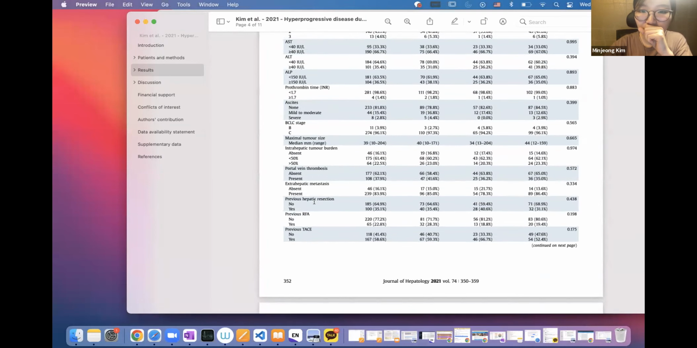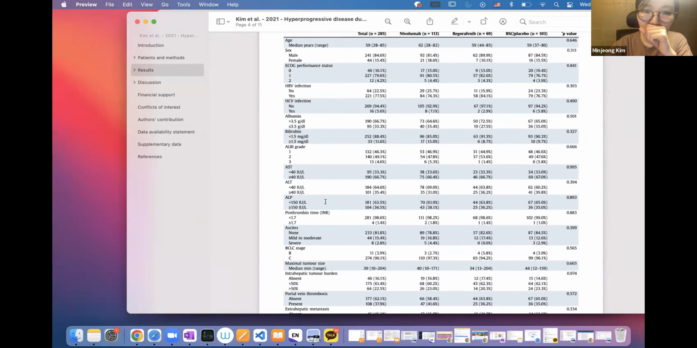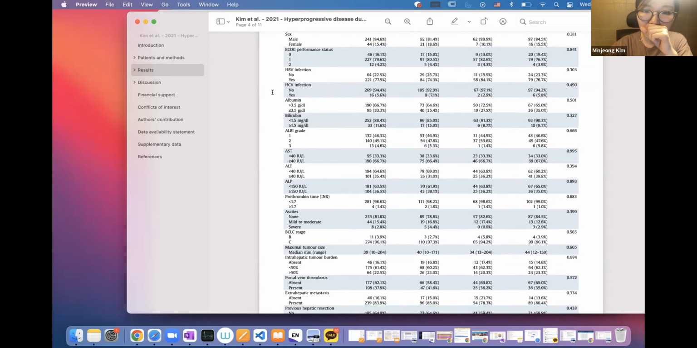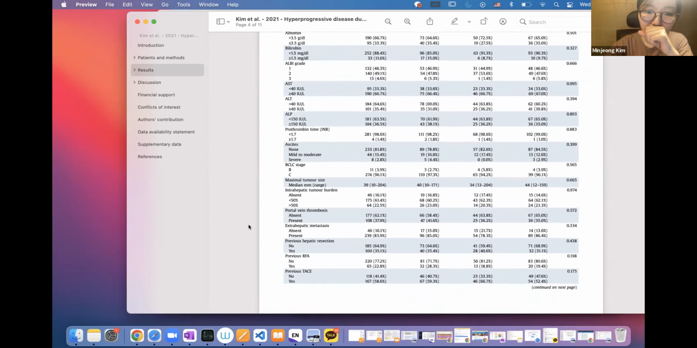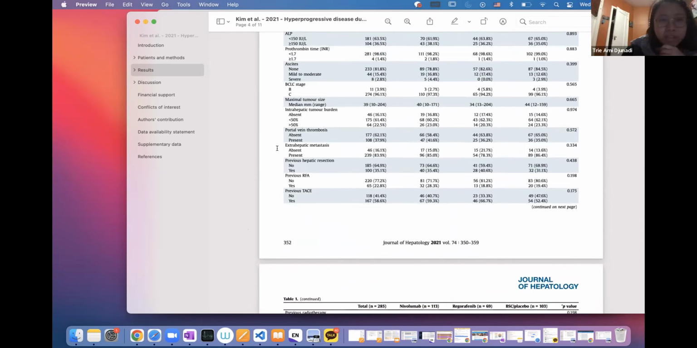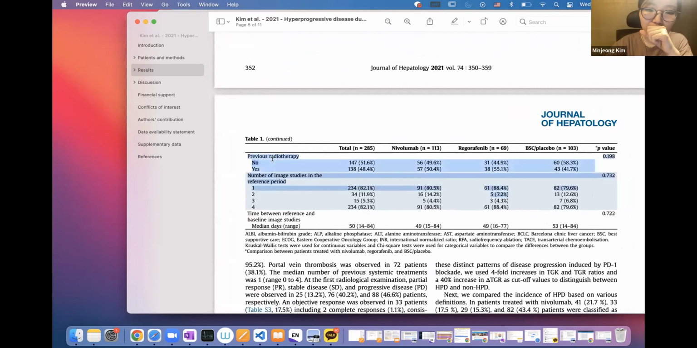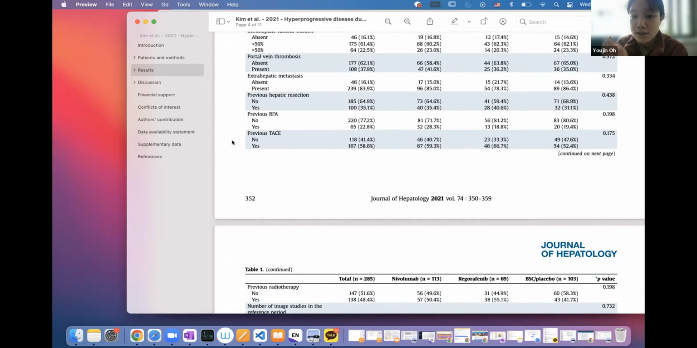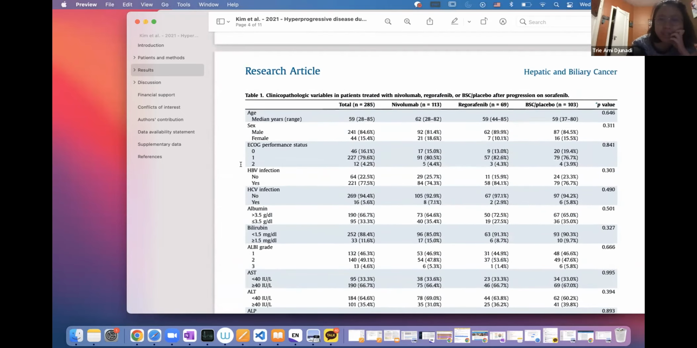Since I've read most of these papers, I can at least find the information more quickly. So let's see. They have performance status. This is an HCC paper, so that's why they have it. Oh, they even have all the ALT and AST, like many labs. They have previous radiotherapy, no, yes. So information can be different depending on cancer type and journal authors. Right. Yeah, I agree.